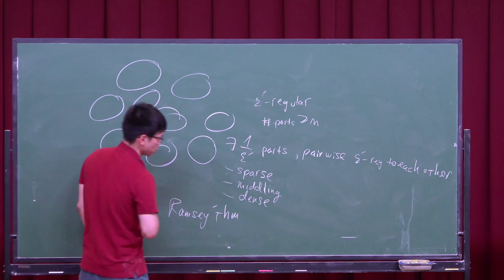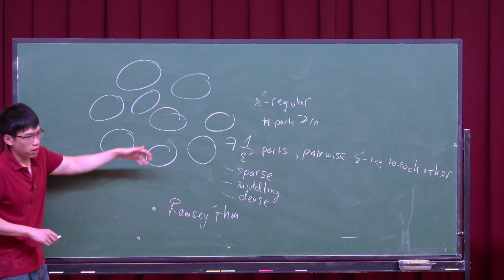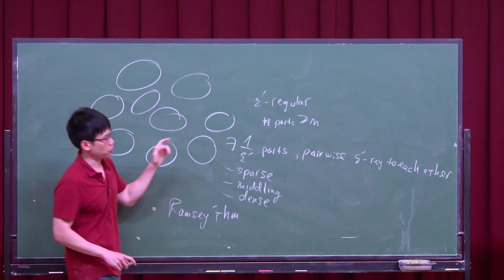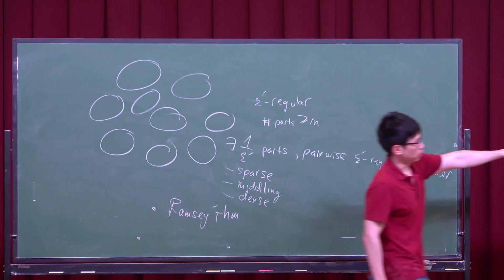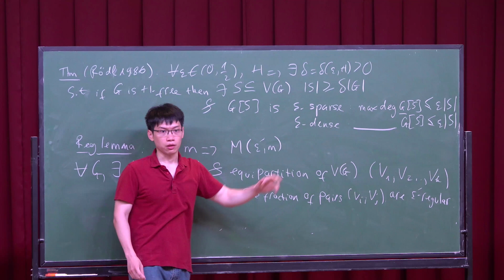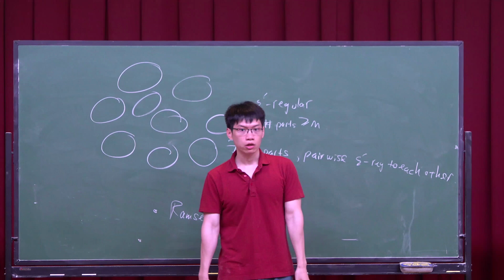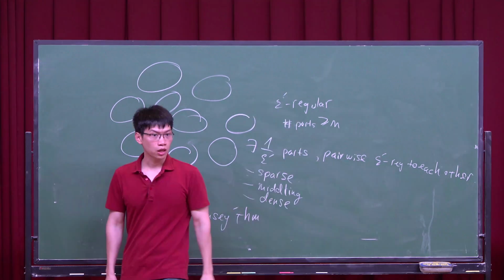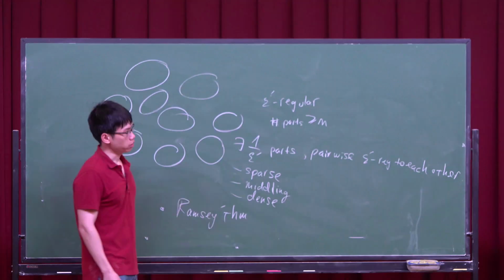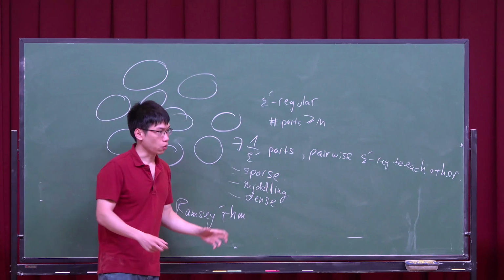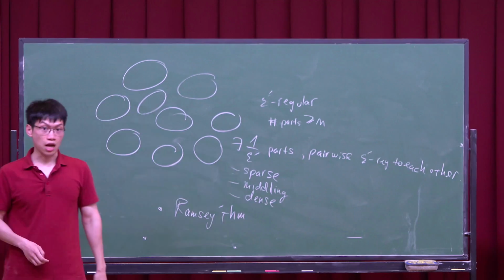If all of them are sparse, then we are good, because this is going to be the epsilon sparse outcome, right? So you have many parts pairwise sparse to each other, and if you combine all of them, you will get a sparse induced graph. And the same situation holds for dense as well. All the pairs are dense, and now their union is again a very dense induced graph.